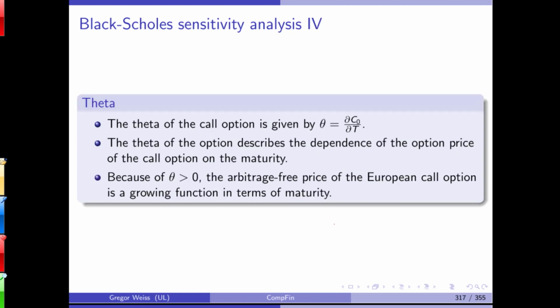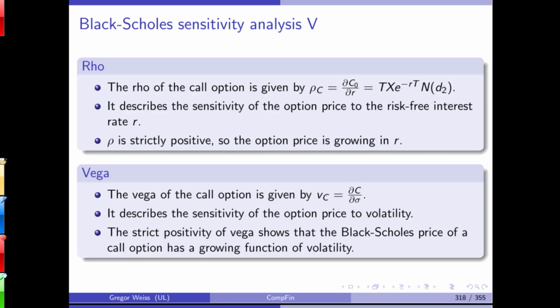Theta, like in T, as in time, is the sensitivity of the option price with respect to maturity. Theta is larger than 0. The arbitrage-free price of a European call option is a growing function of maturity. And we have rho and vega. Rho of the call option in Black-Scholes is given by this expression. It describes the sensitivity of the option price to the risk-free interest rate. Rho is strictly positive, so the option price is growing in r.